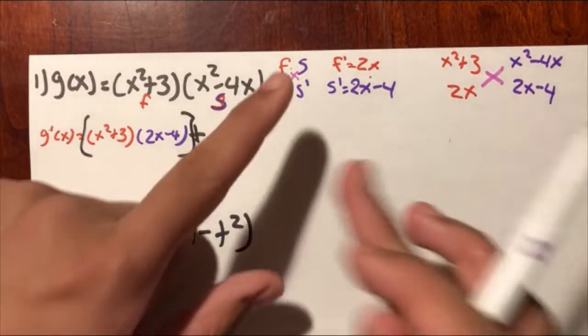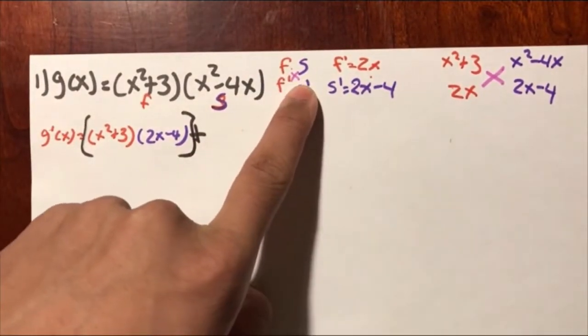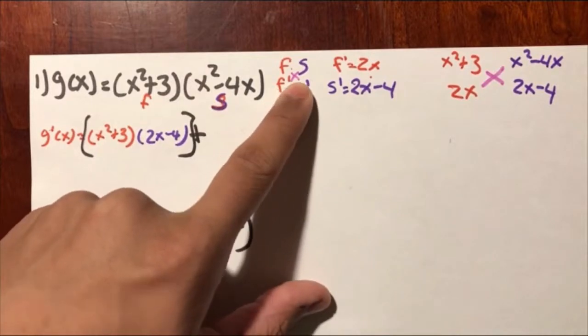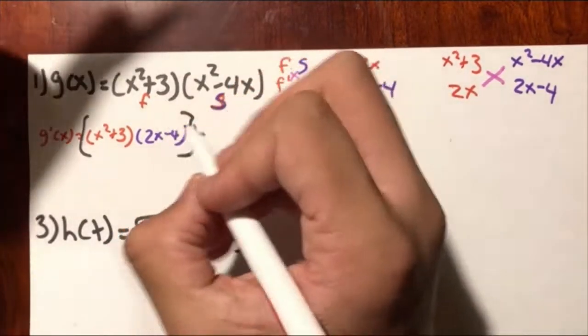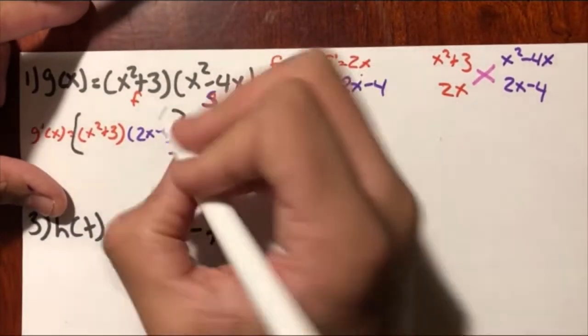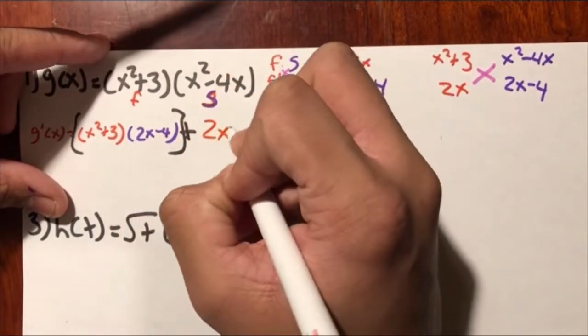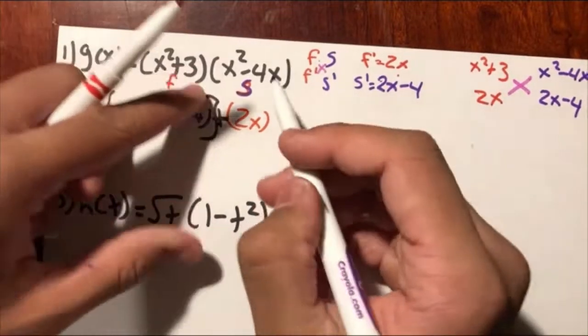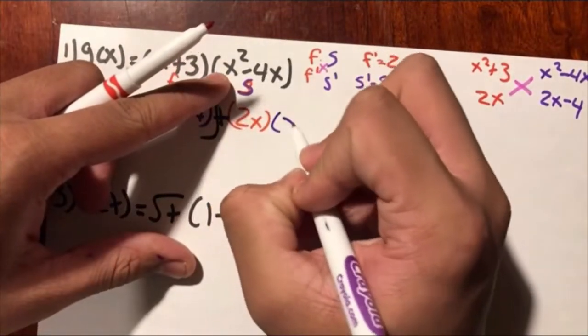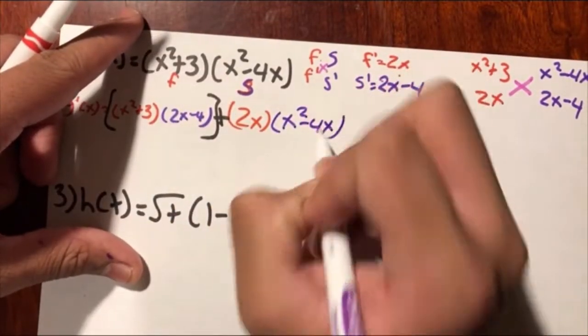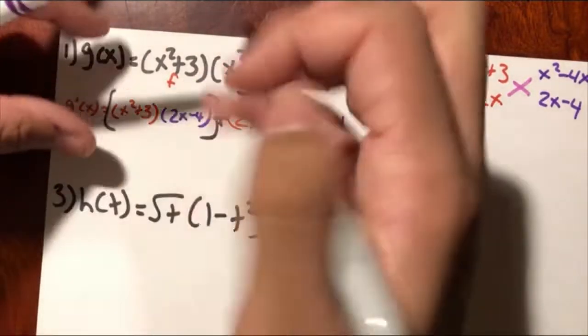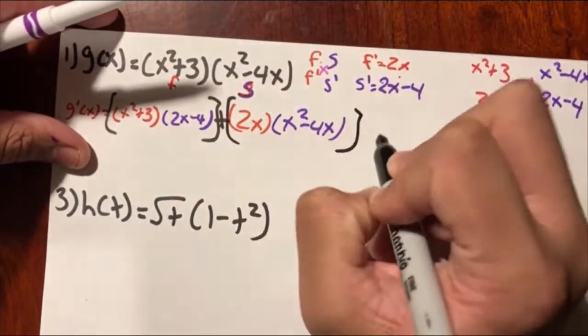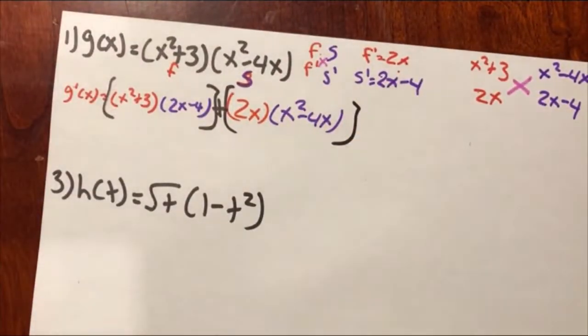Then I would do f prime times the original function of s, which would be, I found f prime to be 2x, and then I was given the original function, x squared minus 4x, parenthesize that, then you would get your answer through that.